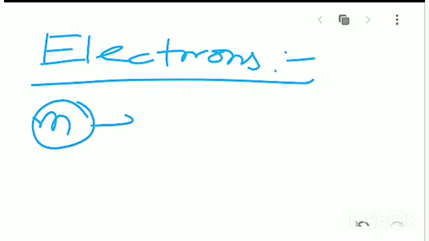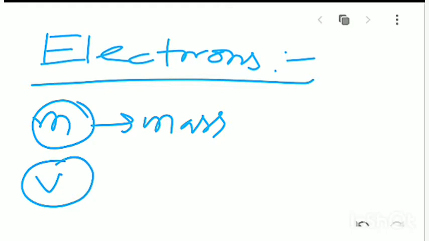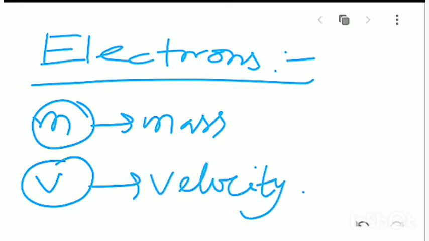Now let's come to the next topic, how to solve for the de Broglie wavelength of an electron. When we are working on numericals on electrons, we must use the following formulas. Suppose an electron has mass m and is moving with velocity v, what do we find in their formula? Let's see.